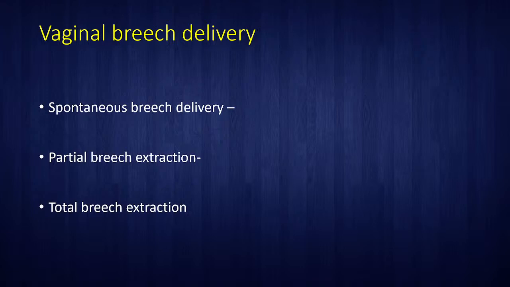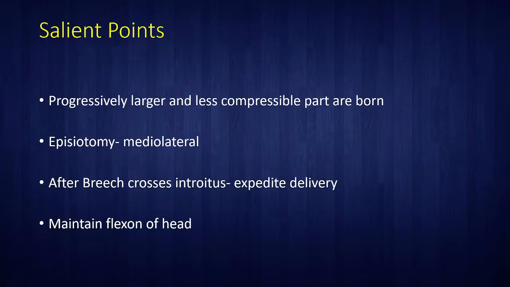You got it? The three methods are there. So, what are the salient, important points in breech delivery? First thing is that progressively larger and less compressible parts are born. In cephalic presentation, what happens? First the firm and larger part comes down, but in breech presentation the smaller part comes down. So, even if the cervix is partially dilated, the soft part, that is the compressed breech, comes out of the cervix. But later on the bigger part will be retained. So, that is the risk of breech presentation.